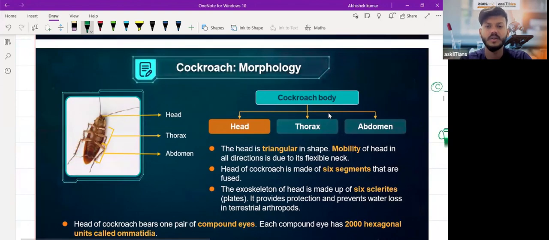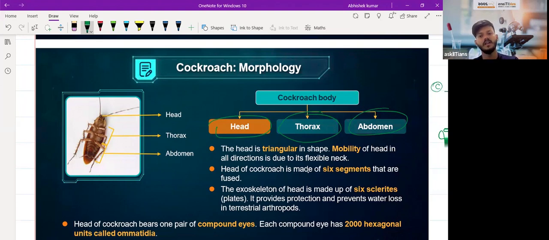The body of the cockroach is divided into three parts: the head, the thorax, and the abdomen. The head is triangular in shape, and the mobility of the head in all directions is due to the flexible neck. The head is made up of six fused segments, and its exoskeleton is made up of six plates, which provide protection and prevent water loss in terrestrial arthropods.